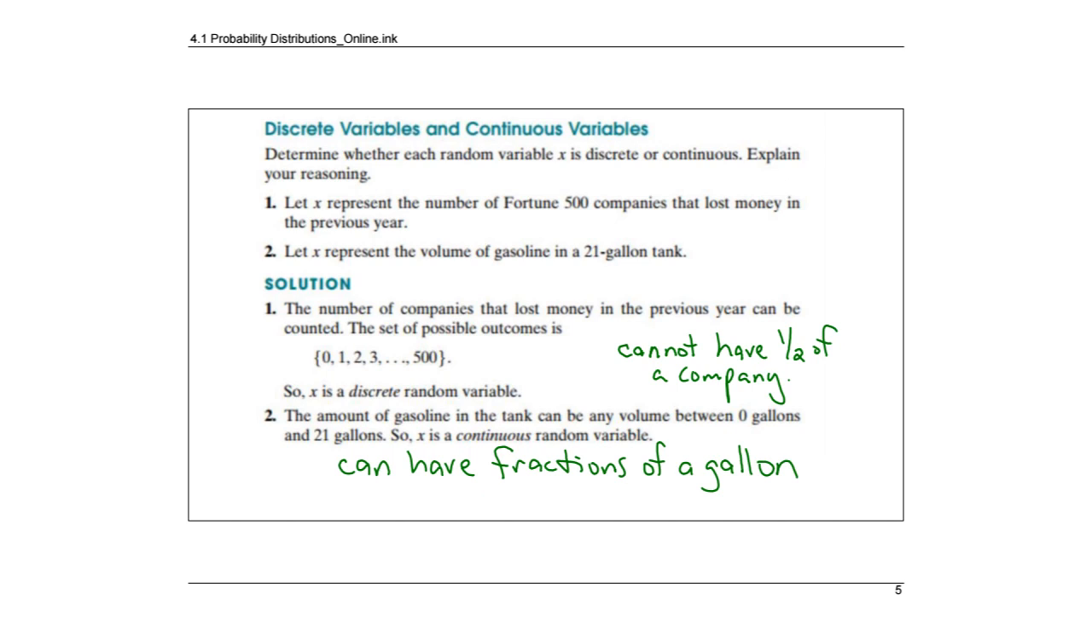All right, let's take a look here. We have, let X represent the number of Fortune 500 companies that lost money in the previous year. So the number of companies, you can't have half a company, you can't have a quarter of a company. You could have 0 companies, you could have 1, 2, 3, and then you can't have more than 500, right? You can't go on to infinity. So we are going to say that that is discrete.